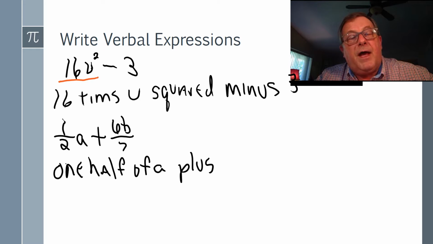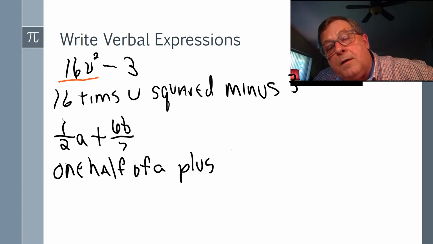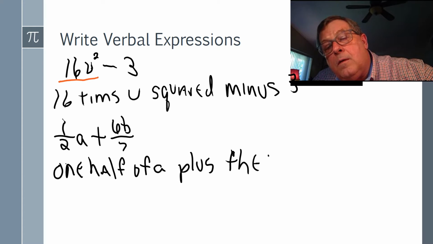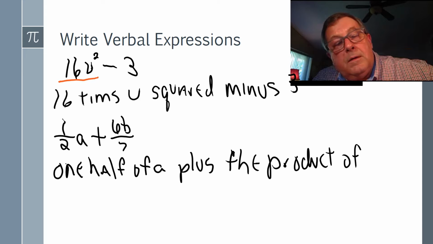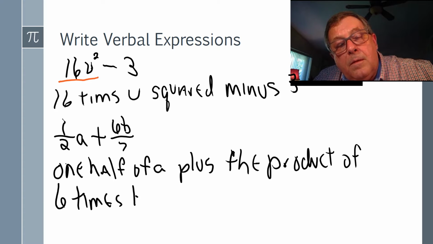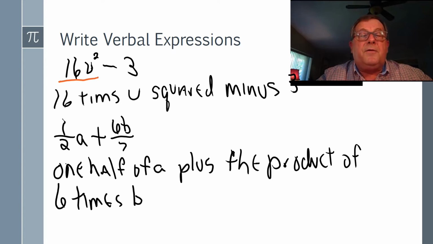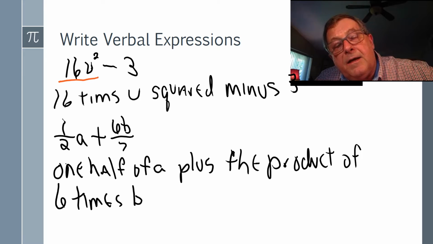Okay, 1/2 of a plus, let's do this a fancy way, the product of 6 times b. All right, that takes care of the numerator part of that. And then it's over 7. I can just then say divided by 7.